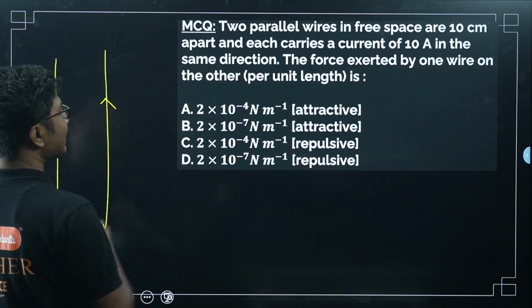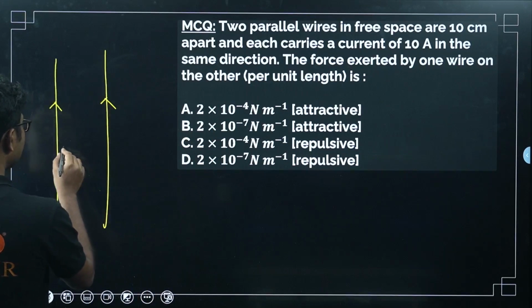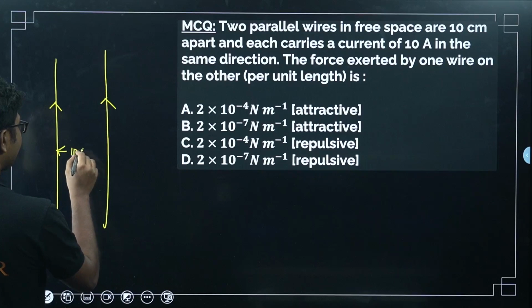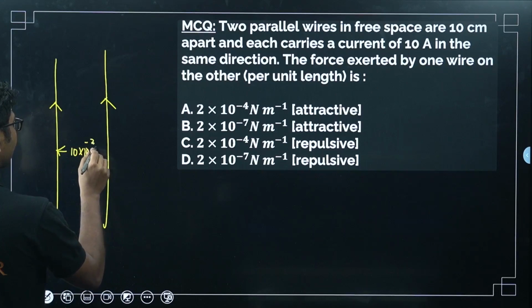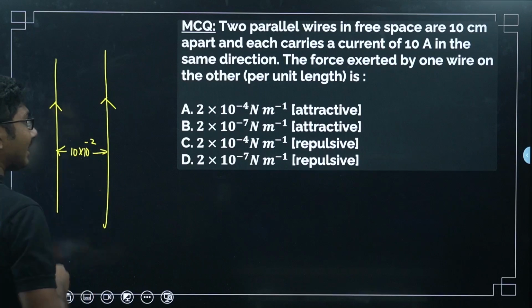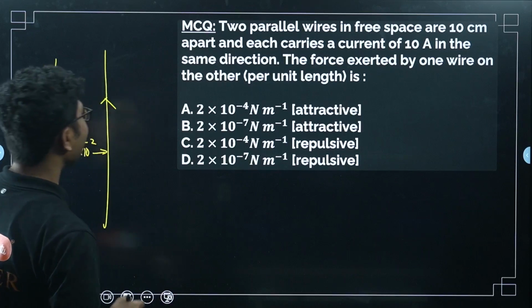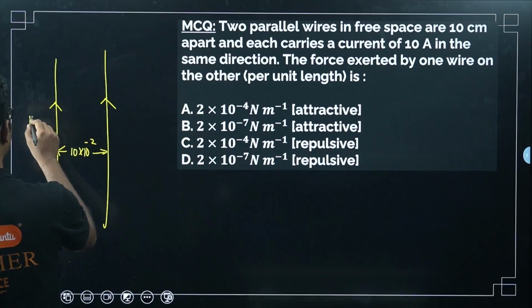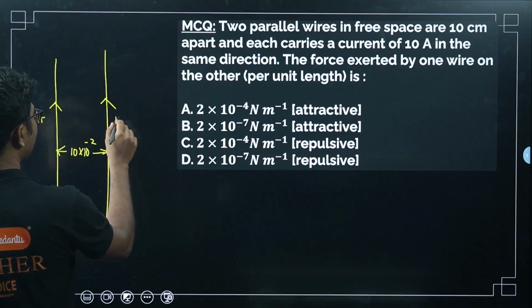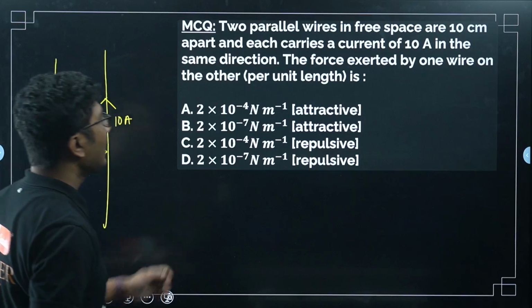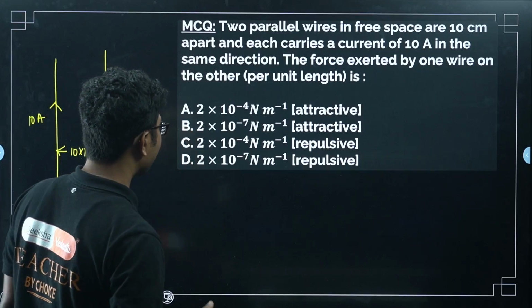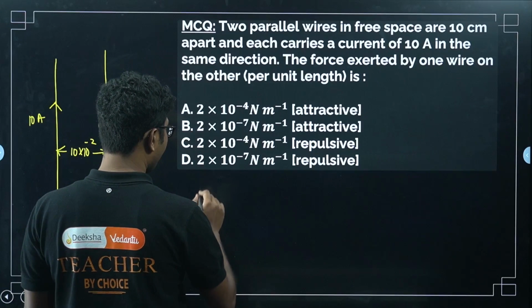Now what is the data? The wires in free space are 10 centimeter apart, so the distance is 10 centimeter, that is 10 times 10 to the power of minus 2. As I always say, convert it into meter like this. Next is current, each of them carries a current of 10 ampere. This is 10 ampere, this is 10 ampere. Now, the force experienced by them. What is the formula for force?